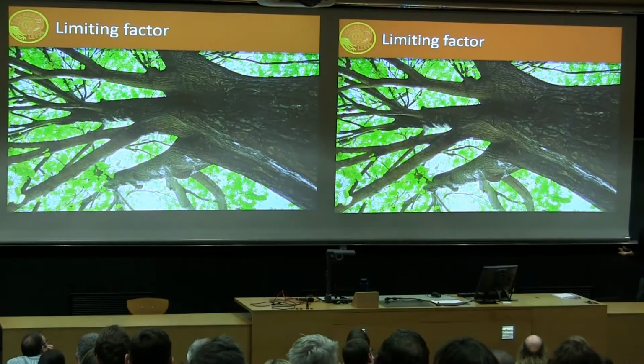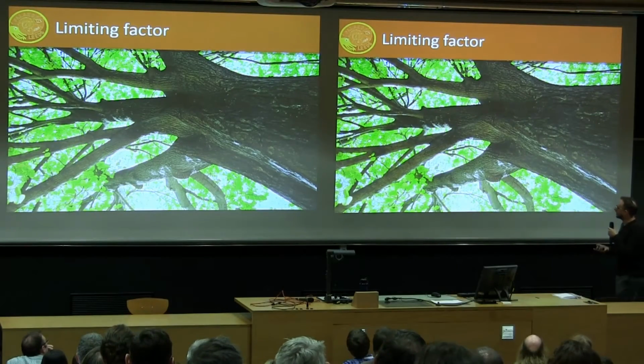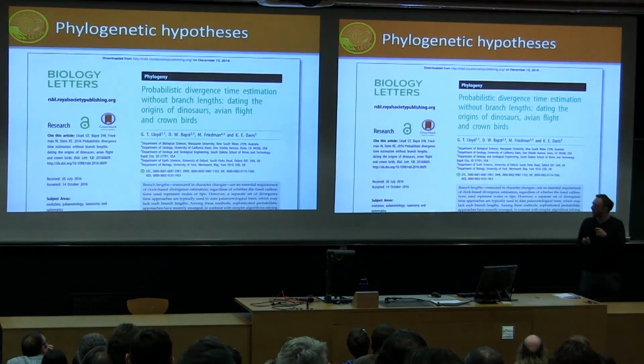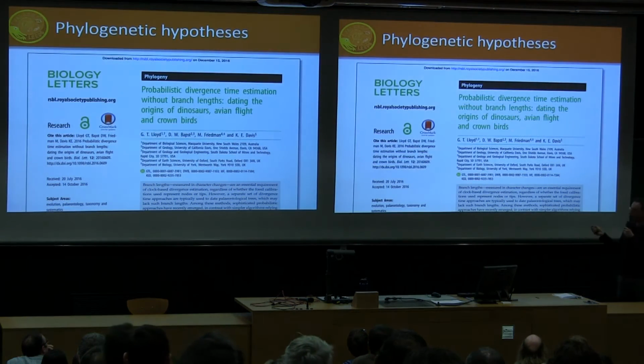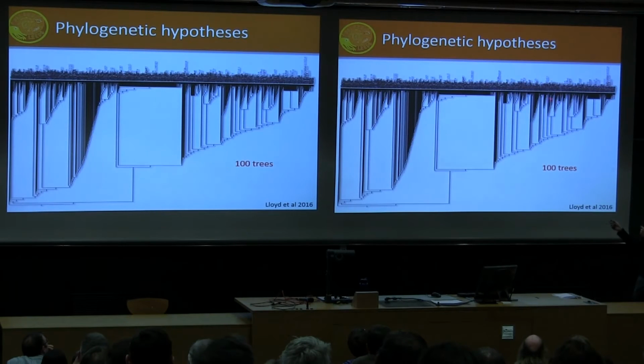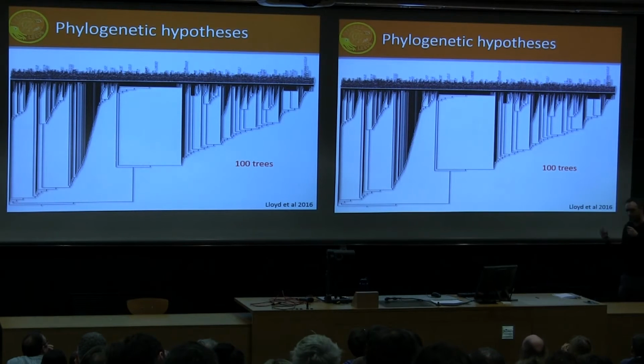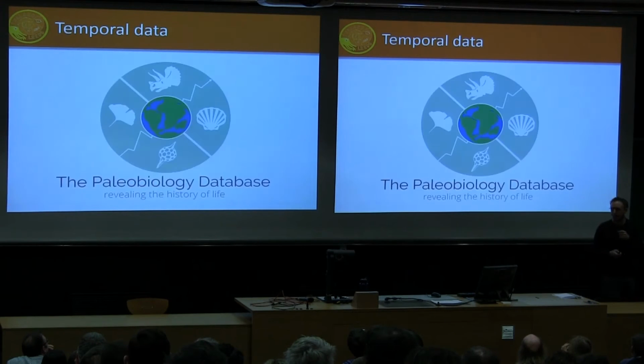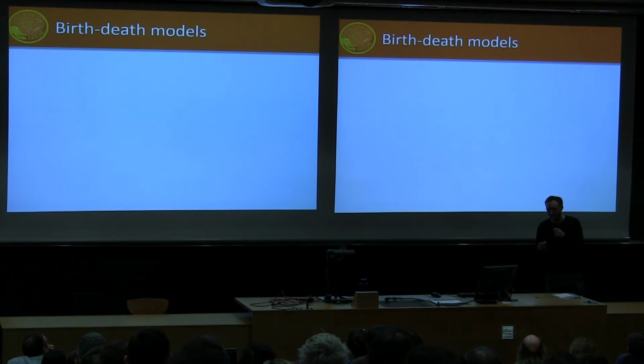So the limiting factor here is we need very large trees to do this. Fortunately, that's what I do. I build very large trees. So here's a recent dinosaur tree that's just come out in Biology Letters. There's 960 species in here of Mesozoic dinosaurs. And I took the 100 trees to get a sort of phylogenetic uncertainty and the node dates from that paper. Then I took tip dates from the Palaeobiology Database, and that's the underlying empirical data.